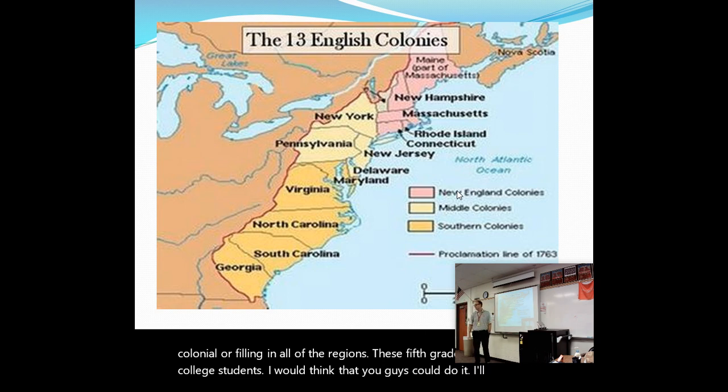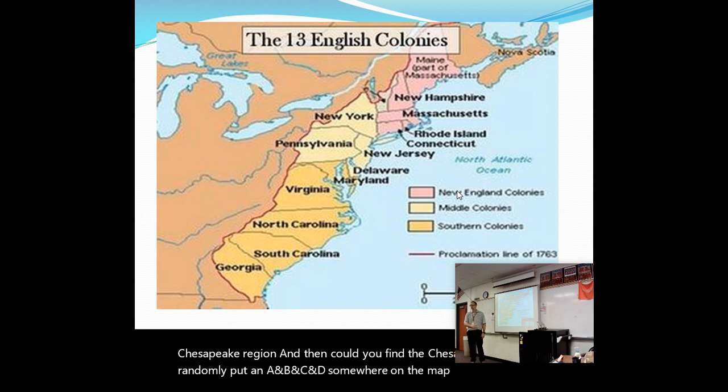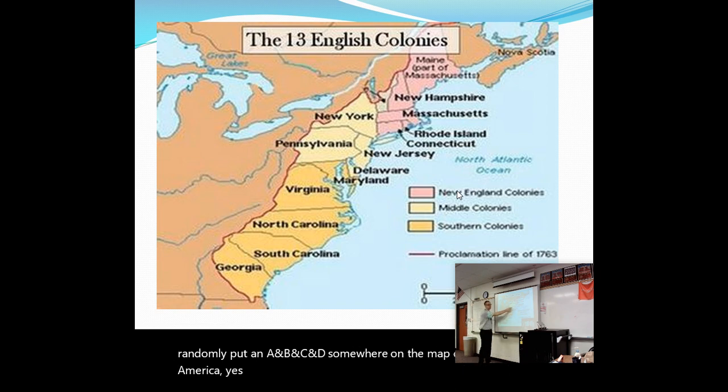I'll tell you as a heads up on a quiz, I'm going to put some colonies like Georgia on there because it's known as a buffer colony above Spanish Florida. I'll say, which of the letters represents the Chesapeake region? Could you find the Chesapeake if I randomly put an A and a B and a C and a D somewhere on the map of colonial America? Yes. The Chesapeake, and that's the Chesapeake Bay. And remember, Virginia, Maryland, those are our Chesapeake colonies.